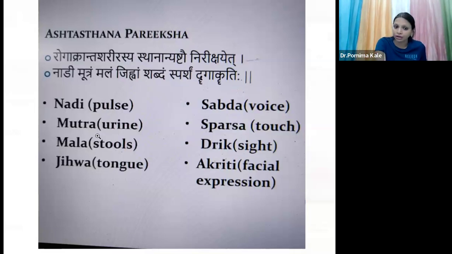Nadi, Mutra, Mala, Jihva, Shabda, Sparsha, Drik, and Akriti. Okay, we'll see one by one. So don't worry. Nadi is nothing but pulse examination. These can be done in two ways. First will be with modern science perspective, and second will be with Ayurveda perspective. So we'll just do a 1 minute of practical. First we'll do with modern science.